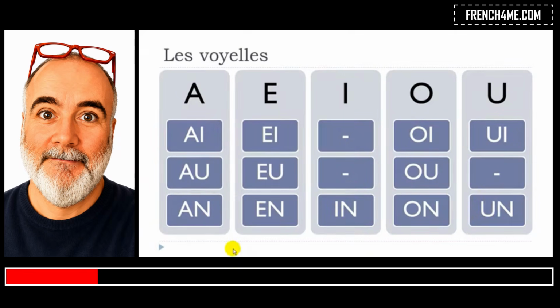All right, so let's see them one more time. A, E, O, en. E, E, en. I, un. O, wa, ou, on. U, ui, un.